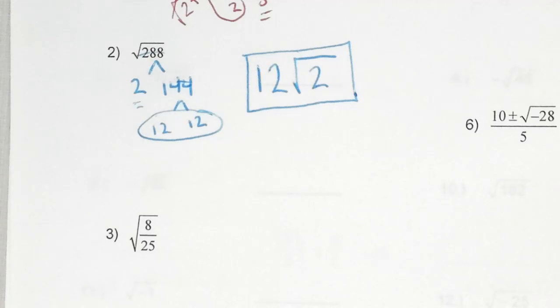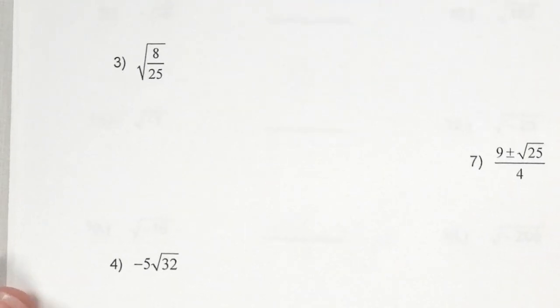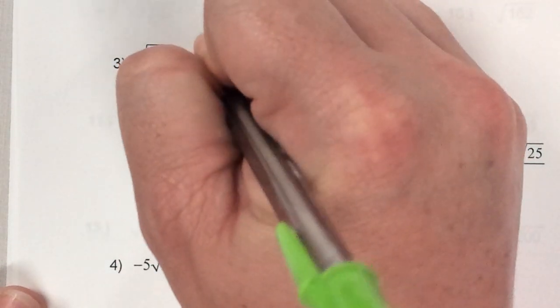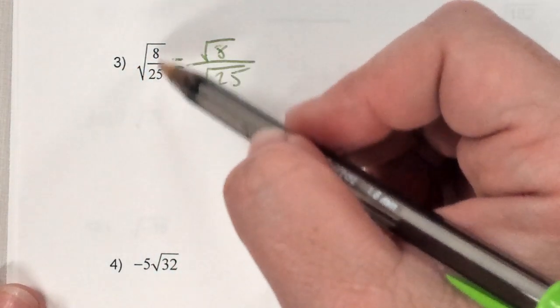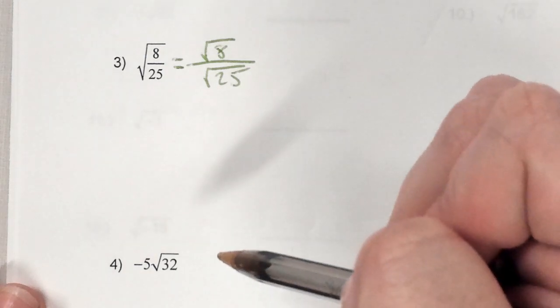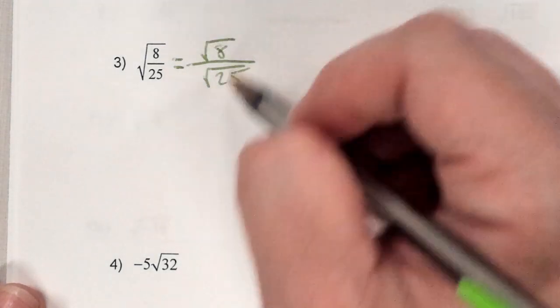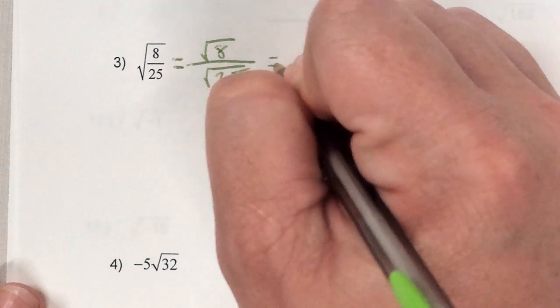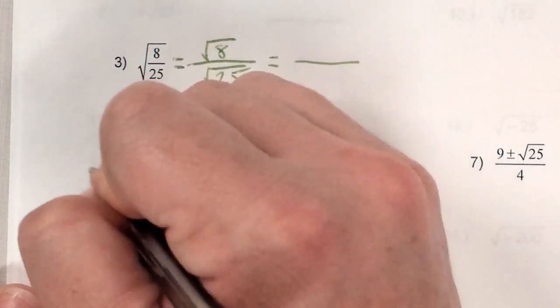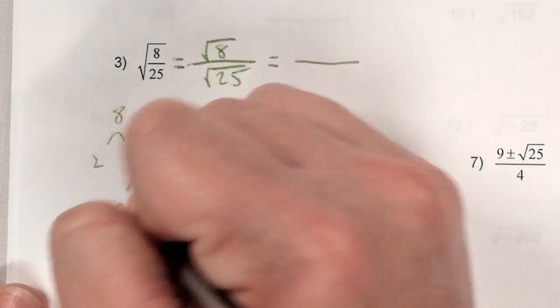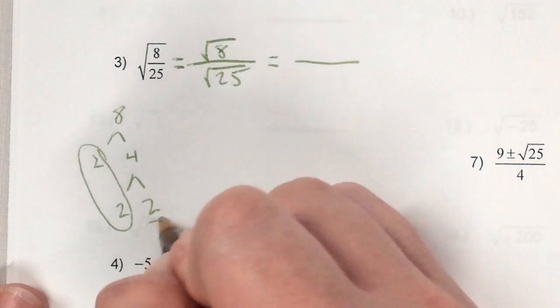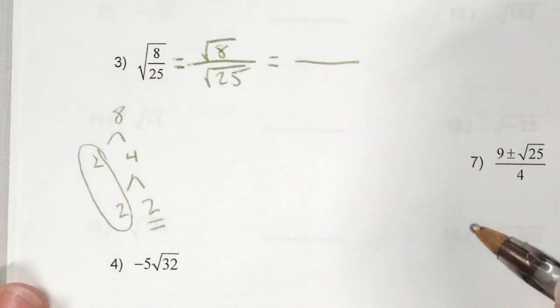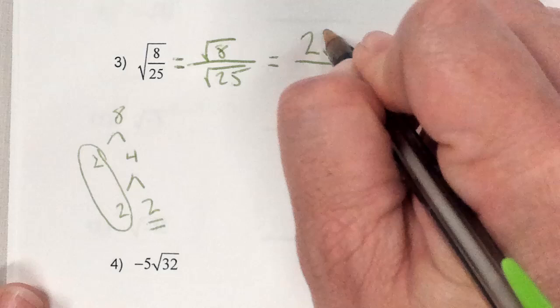Okay, look at number 3. This is a fraction. I want you to realize fractions we can separate. Now, before we separate, though, we want to make sure they don't simplify. Does 8 over 25 simplify? No, so we don't have to worry about that. So we just go ahead and separate. I'm going to start on the top. I'm going to break down 8. So that's 2 and 4, 2 and 2. So I have a pair of 2s. And then what do I have left over? 2. So I take out a 2, and there's a 2 left inside.